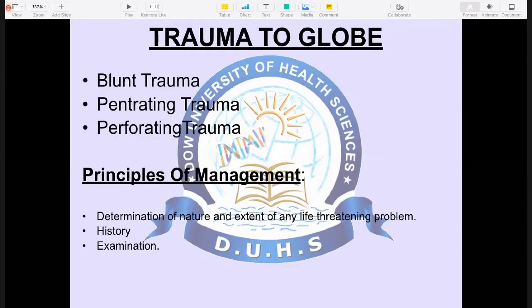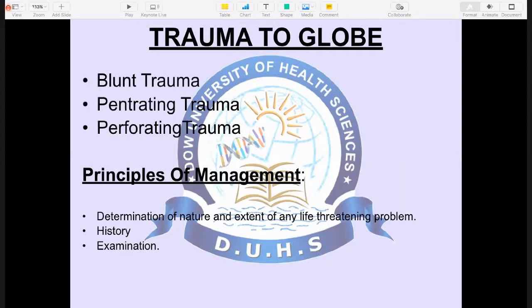Now, trauma of the globe is divided into blunt, penetrating, and perforating. Blunt trauma is when you get hit by an object that is usually larger than the size of the eyeball, and it causes a contrecoup injury, and it causes compression of the eyeball anteroposteriorly, and expansion laterally. So any eye structure can be damaged in blunt trauma. I'll come to that in a bit.